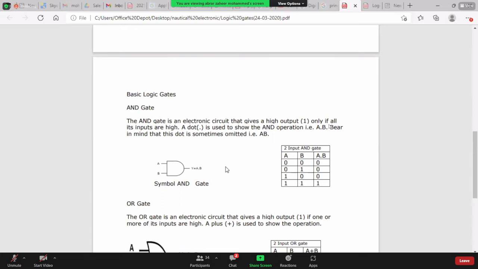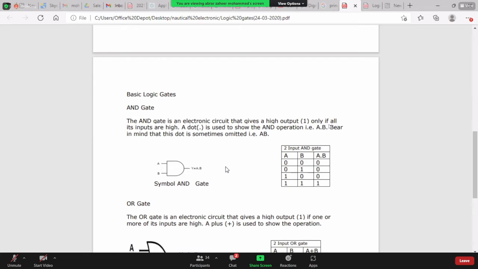Here we can see a symbol of the AND gate. Here we are giving the inputs A and B, and the output Y is A dot B. Okay. So here we can see the truth table for a two input AND gate. The inputs are A and B. For 0, 0, the output A dot B is 0.